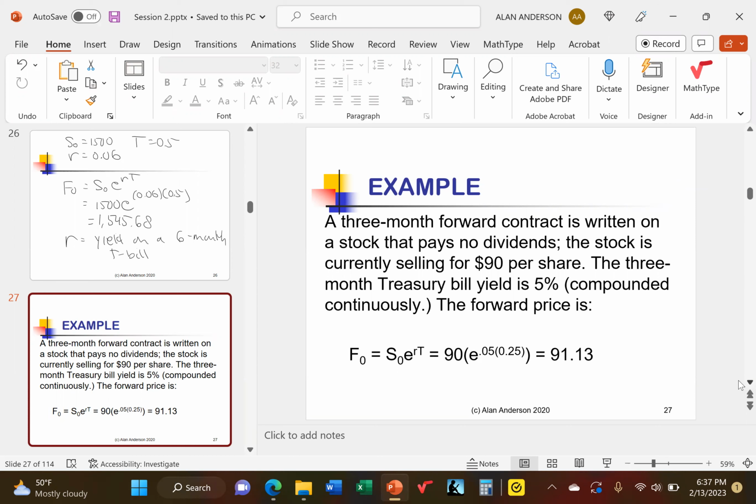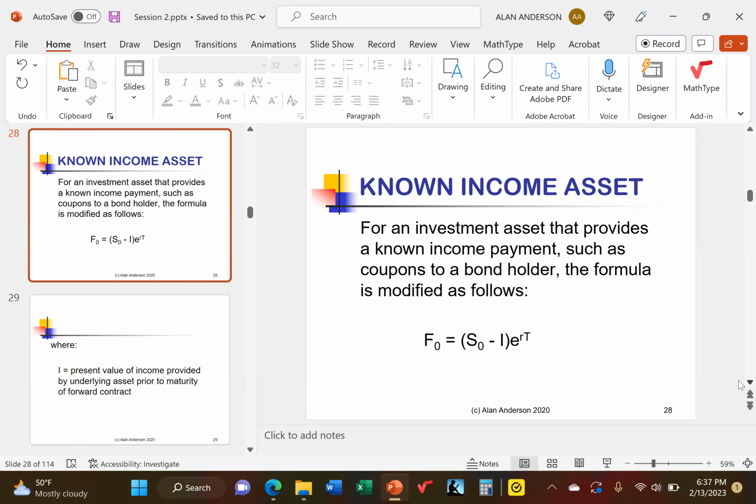Okay, now what about cases where the asset does provide income to the owner? Now, what that does is it makes the forward contract less attractive as a hedging instrument, because if you use the forward contract, you're not going to collect any income from the asset. That means we have to make an adjustment.